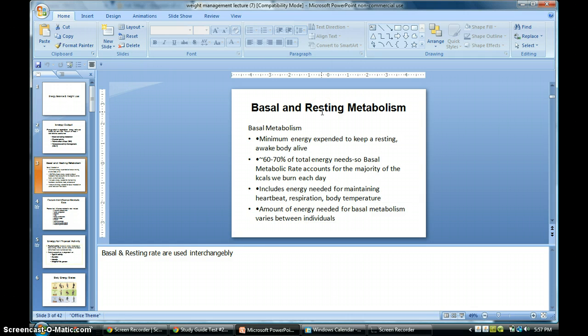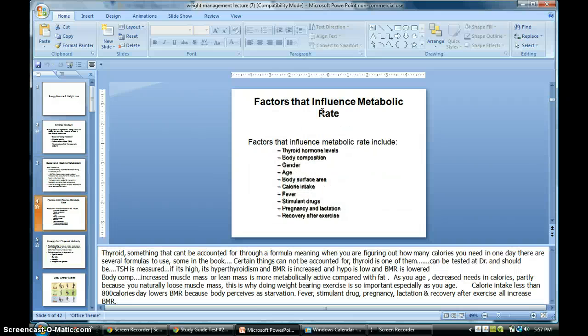And this is basically how many calories your body burns just to keep it alive. No movement, no nothing. If you were laying in a bed for 24 hours, you didn't eat, you didn't move, this is how many calories your body would need to keep your heart beating and your brain functioning and your kidneys working and all that kind of thing. Okay? I would really know this slide. These are all factors that can influence metabolic rate.